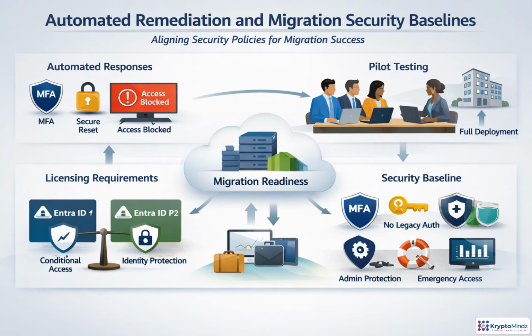Automation is powerful, but it should never be switched on blindly during migration. Identity protection and conditional access can require MFA, force a secure password reset, block access, or route an event for investigation. Readiness is the key. Start with pilot groups, confirm the user experience, and verify support processes before enforcing policies broadly. Also confirm licensing. Conditional access typically needs Entra ID P1, while risk-based identity protection policies need P2. Your migration baseline should cover MFA, legacy authentication blocking, privileged admin protection, emergency access accounts, and monitoring. Track each control as not started, pilot, enforced, or monitored.